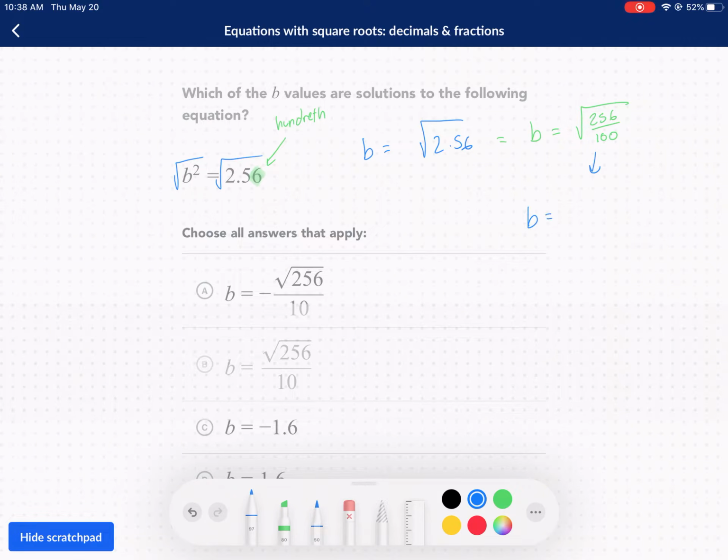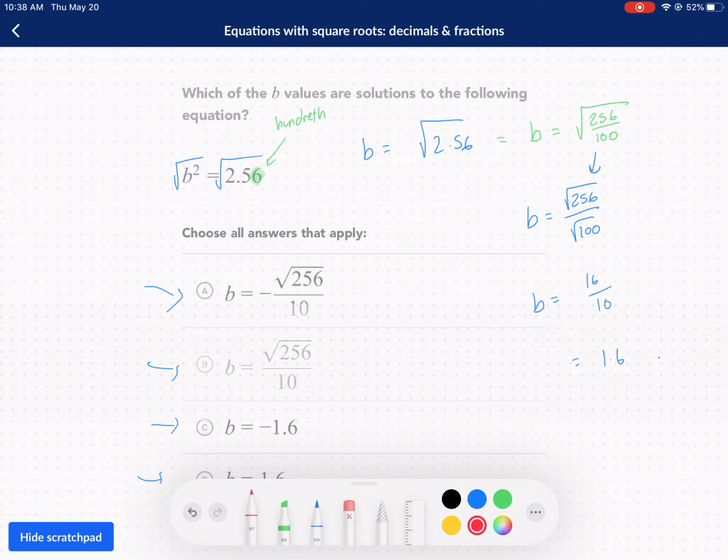So we have b equals, and then we can split it up, numerator, denominator. Check that out. Now, a couple things from here. I'm looking at my answers, and I should probably first simplify this all the way. So b equals, the square root of 256 is 16, and the square root of 100 is 10. 16 divided by 10 is 1.6.